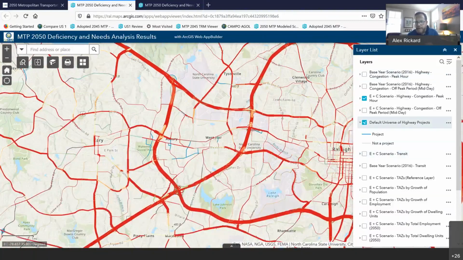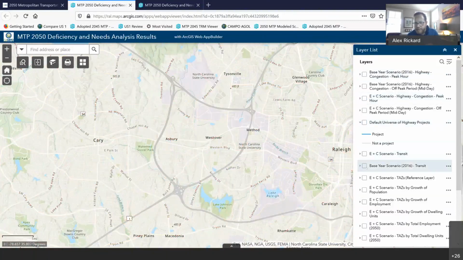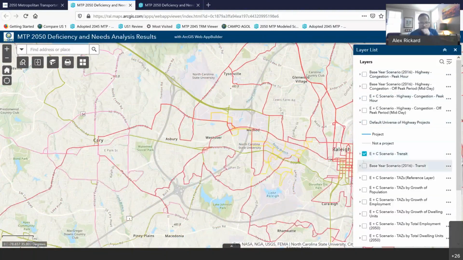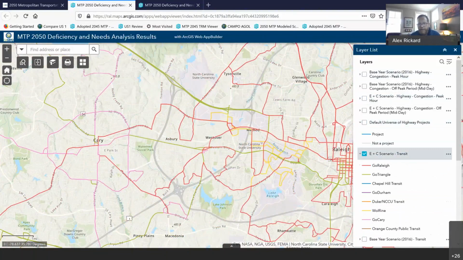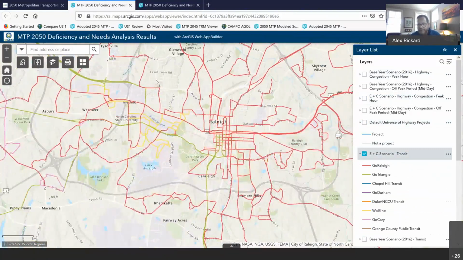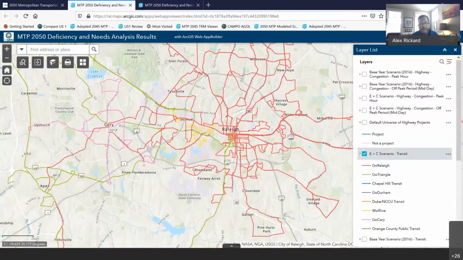Future transit, I believe that was a question. You can see the additional transit services. We do not have the CRT in here, the BRT is not in here. Those are beyond 2025, so they aren't really included in this analysis. They will be in the alternatives analysis for the MTP.